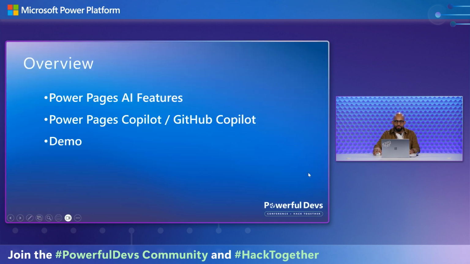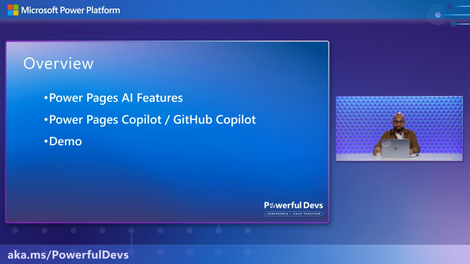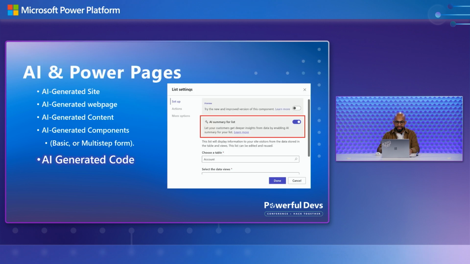Cool. All right. Overview of the session today, we're going to be looking at Power Pages AI features, Power Pages Copilot and GitHub differences, and then we're going to look into a lot of code. We're going to be cutting lots of code today. Actually, Copilot will be doing the hard lift for us today.